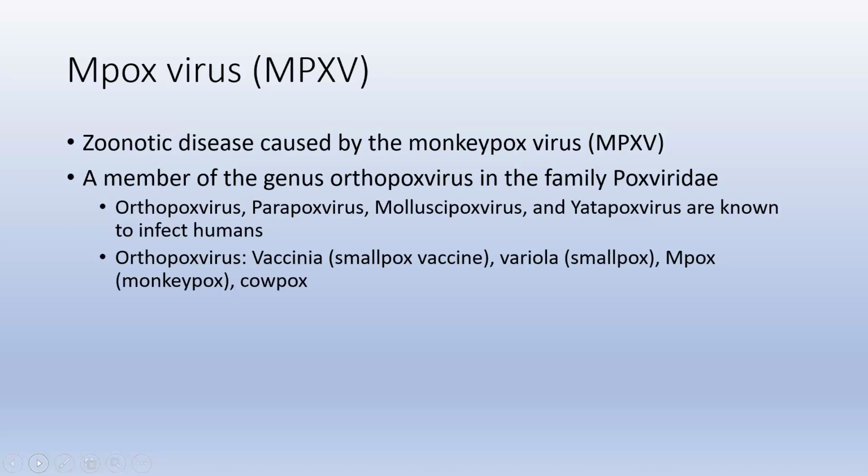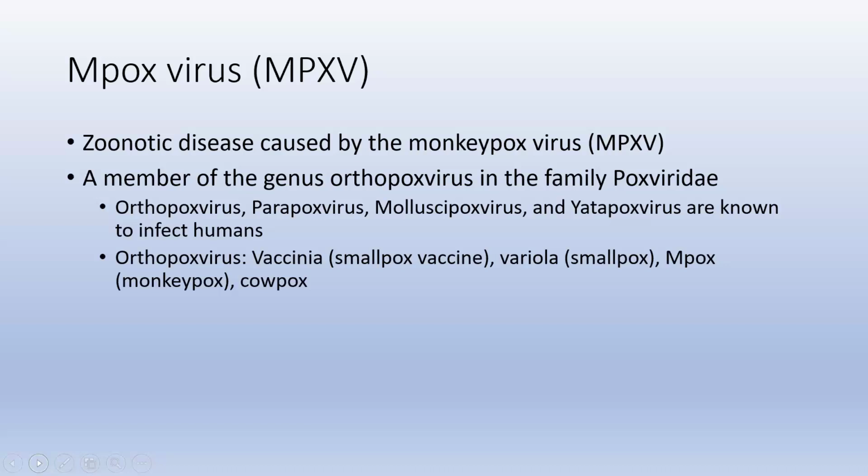We know some of the Poxviridae that do affect human beings, and this includes the orthopox virus. And Mpox is one of the orthopox viruses. Parapox virus, Molluscipox virus, which we know causes Molluscum contagiosum, and Yatapox virus. The orthopox virus has several viruses that cause human disease, including vaccinia, which is what is actually used to produce the smallpox vaccine.